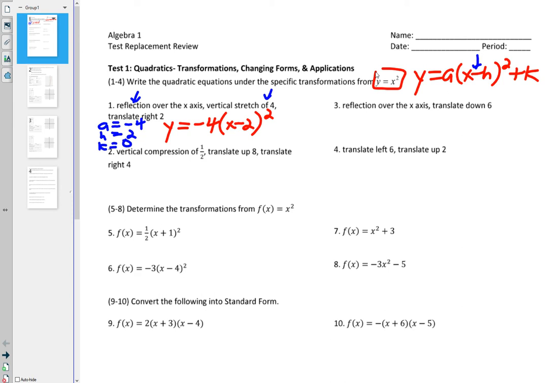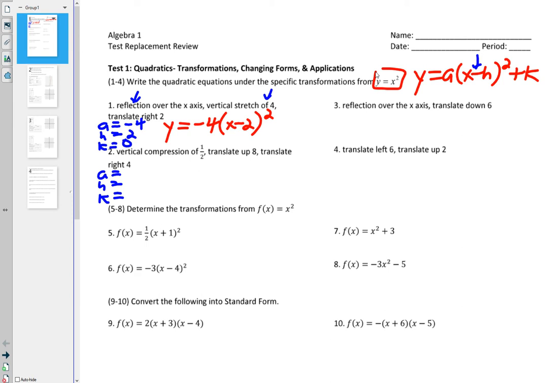Can somebody do number 2 for me? Raise your hand. Somebody not named Ann, preferably. Yeah, sure. It's just substitution. y equals 1/2(x minus 4) squared. Nice.